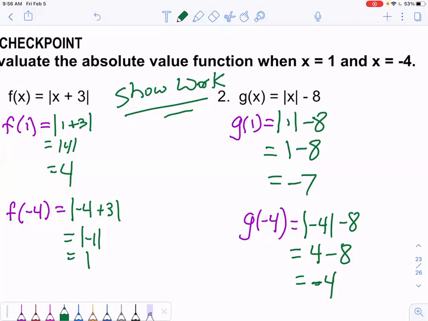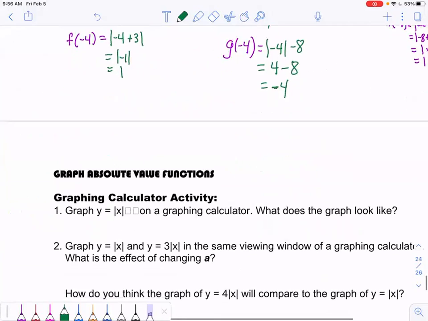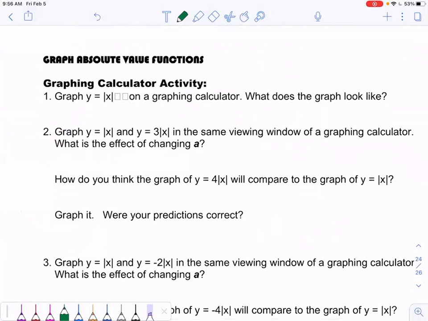Good, thank you. All right, so the next thing that we're going to talk about today is trying to look at what the graph is so that we can see the shape of this absolute value function. So I'm going to take you through this and then we'll work on these couple of questions and we're going to actually graph them on the calculator.